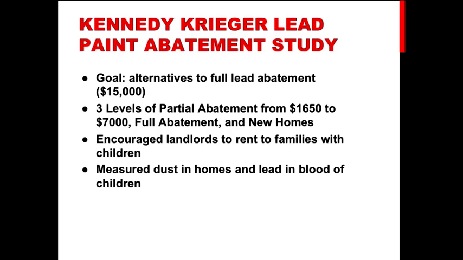So in this case, the Kennedy-Krieger Institute lead paint abatement study had the goal of finding alternatives to full lead abatement. Full lead abatement was considered to be too expensive at $15,000 for most families to be able to afford. So they created 5 groups to test out and see if any levels of partial abatement could reduce the risk significantly of lead exposure. So they created 3 levels of partial abatement from a cost of $1,650 to $7,000. They also had a group that had full abatement and another group that was put in new homes. They encouraged landlords to rent to families with children, and they measured dust in those homes and the lead in the blood of children.